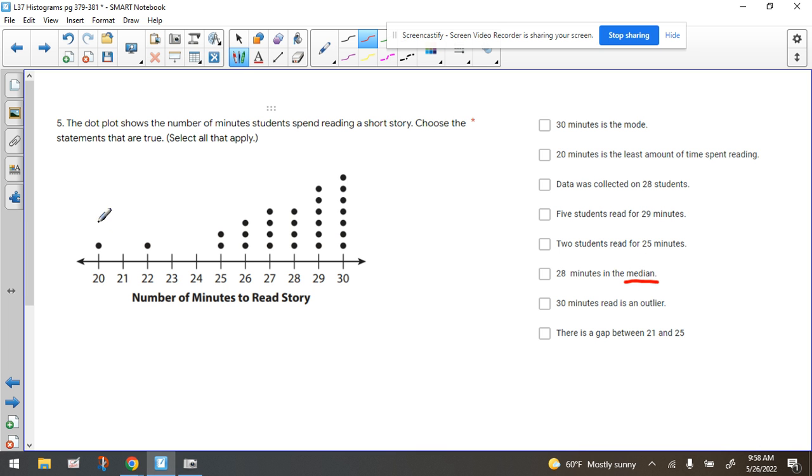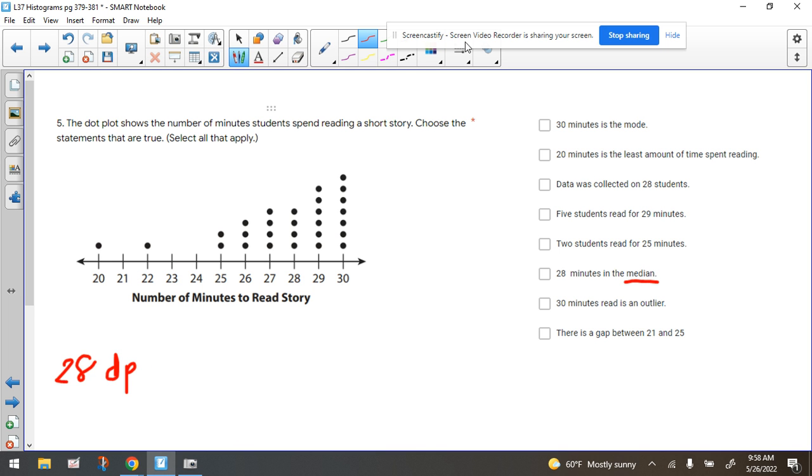values there are. So if we count these up, we have 1, 2, 3, 4, 5, 6, 7, 8, 9, 10, 11, 12, 13, 14, 15, 16, 17, 18, 19, 20, 21, 22, 23, 24, 25, 26, 27, 28 data points. Let's write that down. 28 data points. Now, to find the median, you need to find what I call the midpoint of the data.